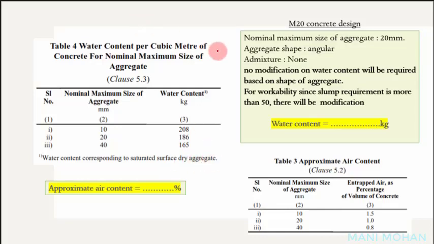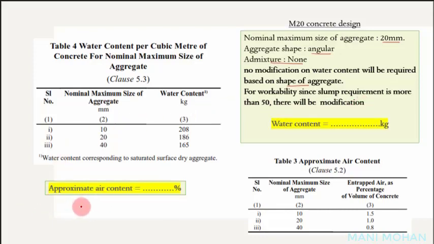For the M20 grade concrete mix design, the maximum size of aggregate is 20 mm. The aggregate shape is angular. We are not using any admixture, so here you see there is no modification of water content based on shape of aggregate and based on admixture also. But for workability, since the slump requirement is more than 50, there will be a modification. So how are you going to do the modification?